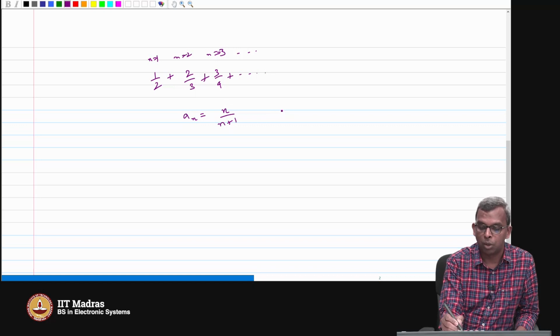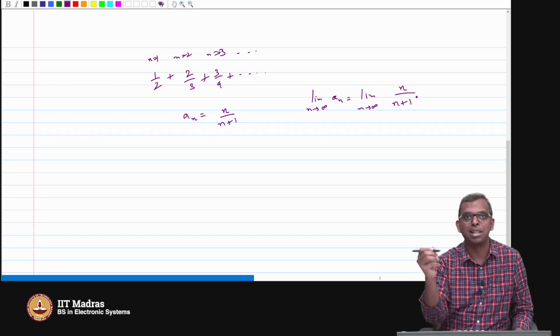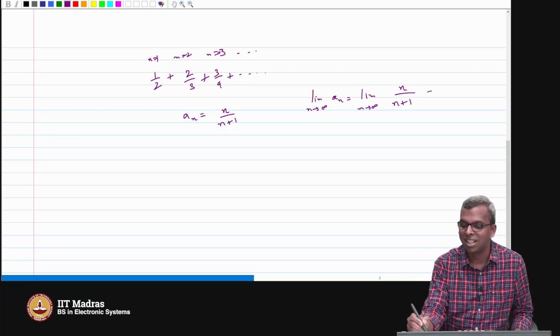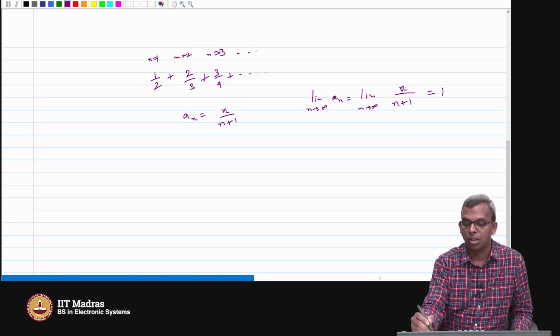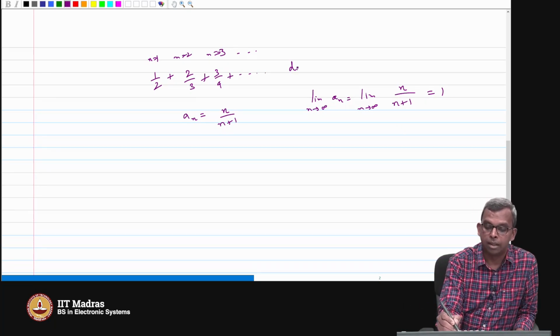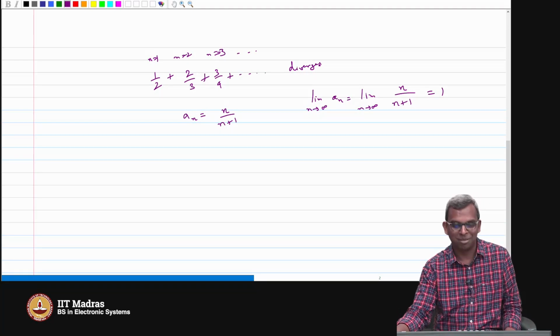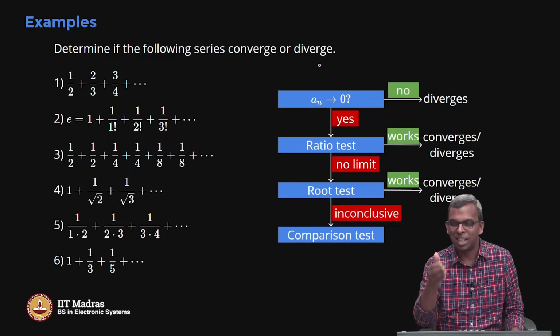So what's my first step? My first step is to find the limit as n tends to infinity of a_n, which is the limit as n tends to infinity of n by n plus 1. We have done these limits before. You divide by n, you get 1 by 1 plus 1 by n. As n tends to infinity, 1 by n tends to 0, so this limit is 1, so this series diverges. Easy enough, the first example I gave so that this will work.